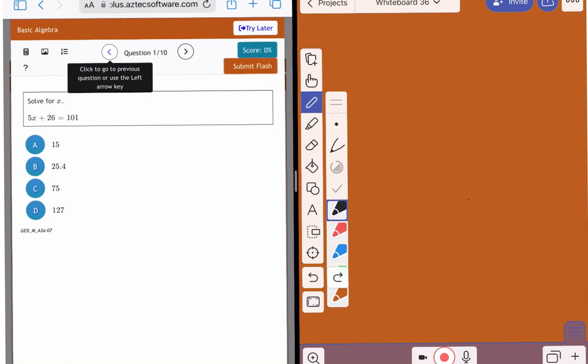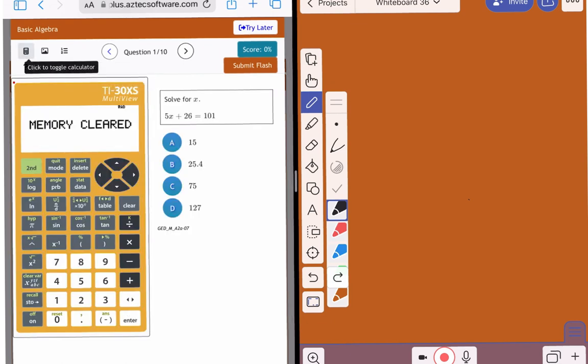Okay, so we're solving for x, and we have 5x plus 26 equals 101. So the short version of that is we could just open our calculator and try each of these values. And we could say 15, store x, enter, and then type in the equation, 5x plus 26. And we get 101. So we know the answer is 15.